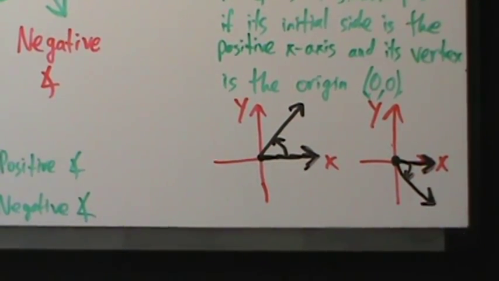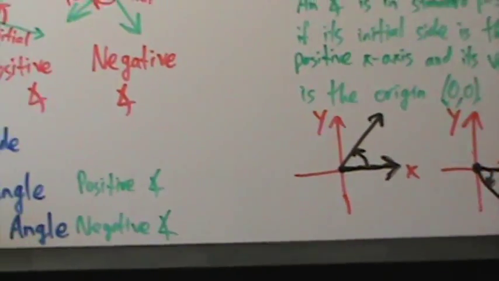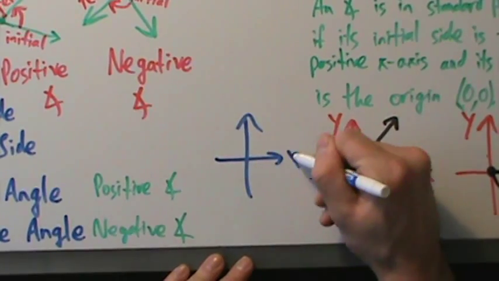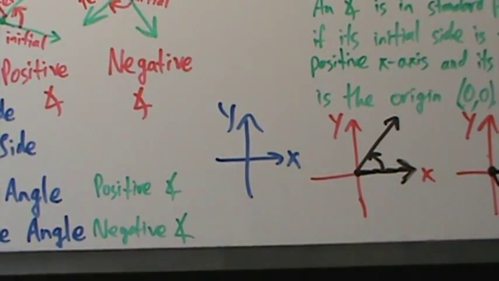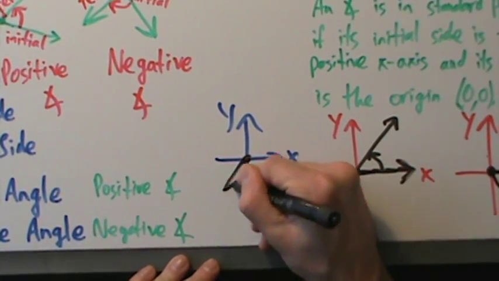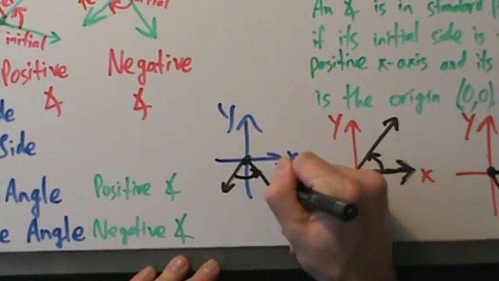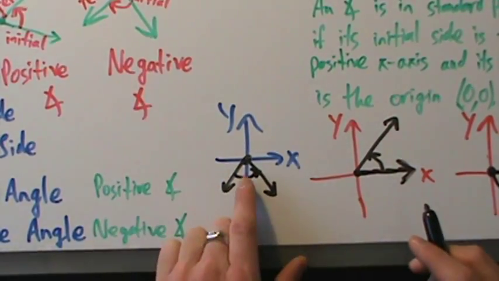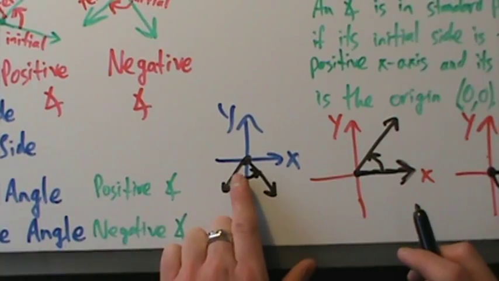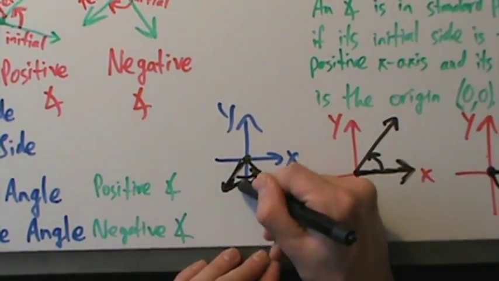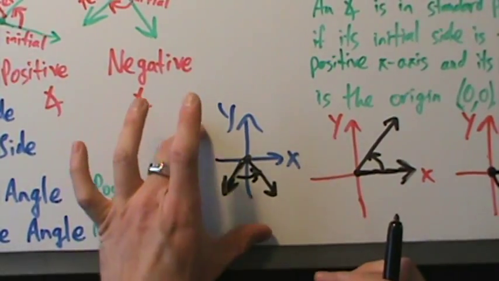Now what about something like, kind of out of room here, but let's draw something over here. Let's say we have an x-axis, a y-axis, and if we put an angle, let's say, over here, and then we open it up out this way. This is not an angle in standard position because its vertex is 0, 0, but the initial side is not on the positive x-axis. The initial side is down here, which is not the positive x-axis. So that's not an angle in standard position.